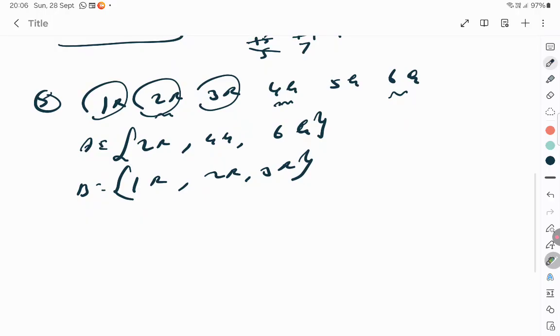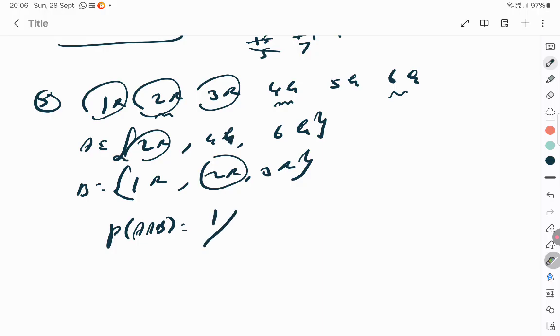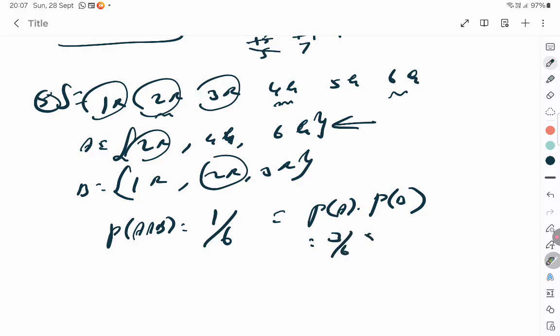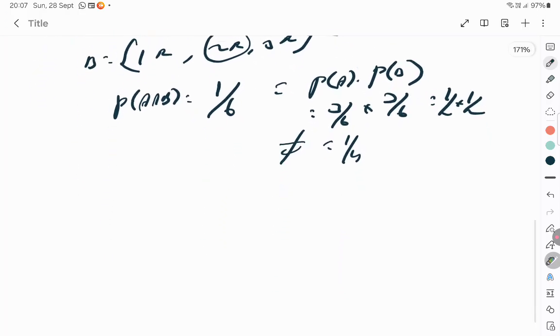So to prove that they are independent, you should find A intersection B. What is intersecting is just 2 red. So none of the others are intersecting. So it's only one out of the sample space of 6 that we found to be intersecting. And is it equal to P of A into P of B? What is the probability of A? 3 outcomes out of 6, 3 by 6, and the next one is also 3 by 6, which is 1 by 2 into 1 by 2, which is 1 by 4, and they are not equal, hence they are not independent.